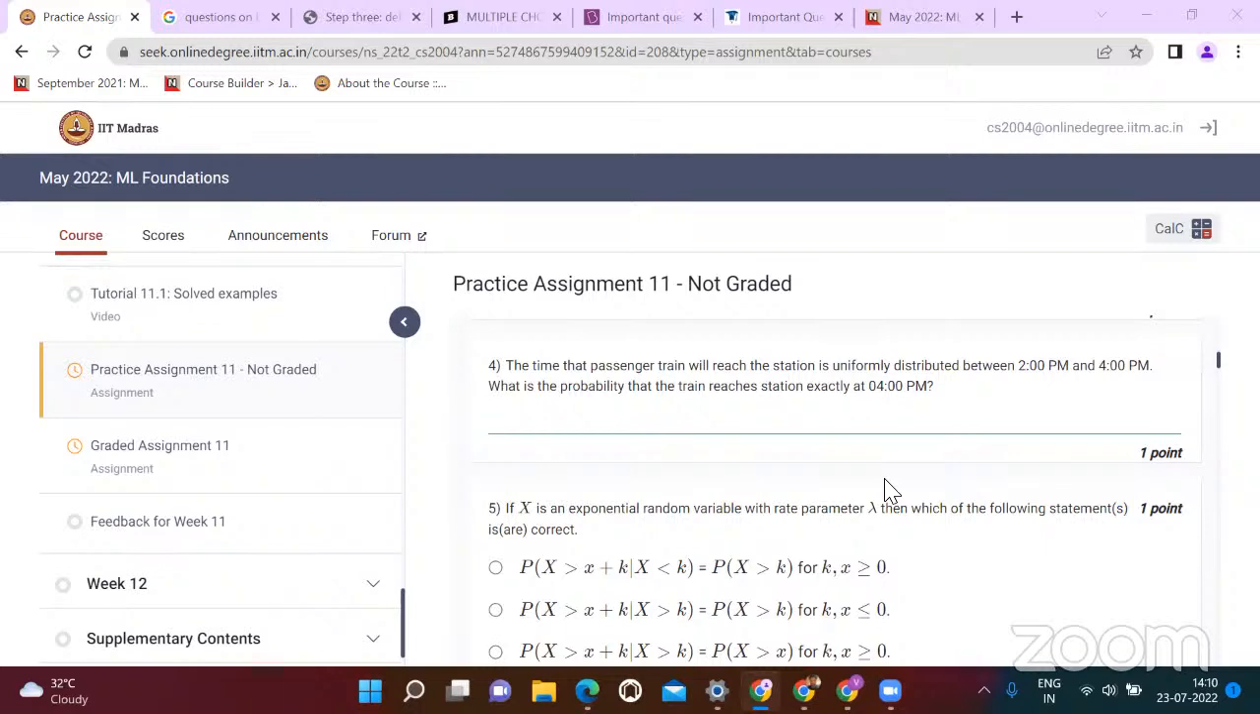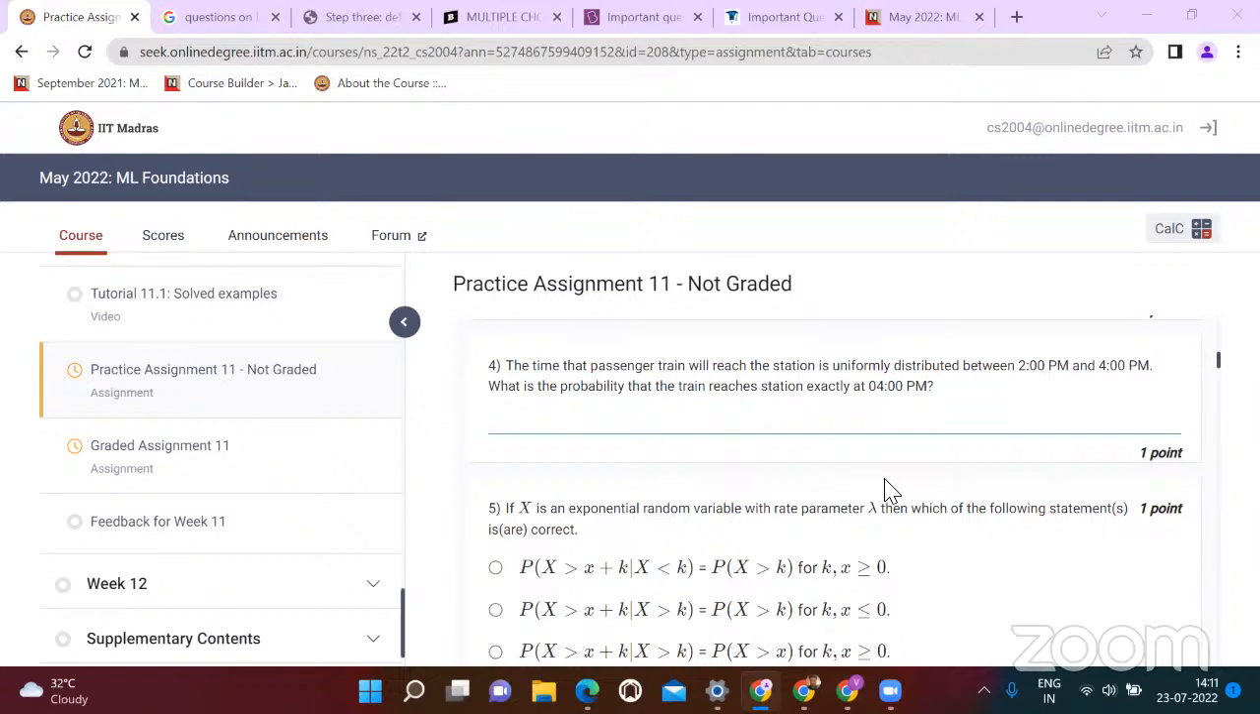The concept you got right. If you have a continuous uniform distribution, then at some particular exact time the probability would be zero. That's the main goal of this problem. So I'll correct that in the solution. But you got the point, right? Yes, sir, and 4:30 is also correct.